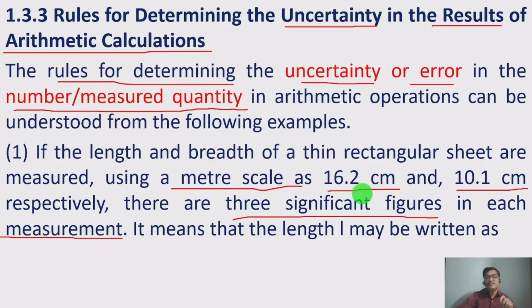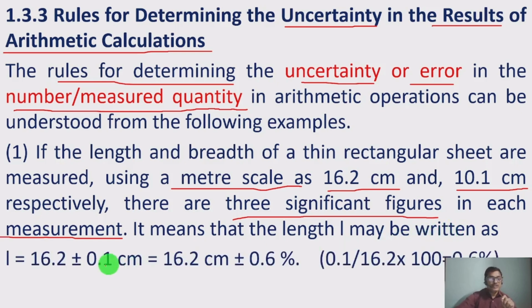In both cases, there are three significant figures. It means that the length L may be written as L equal to 16.2 plus or minus 0.1 centimeter. The 0.1 centimeter is the absolute error that can occur in the measurement of the length. Then this can be given as 16.2 plus or minus 0.6%.